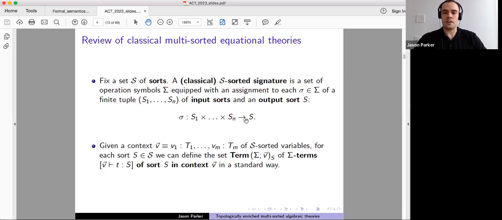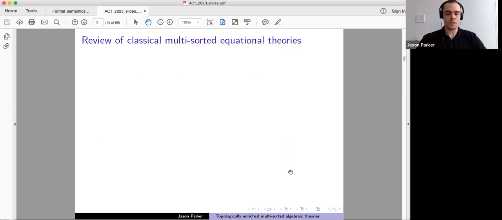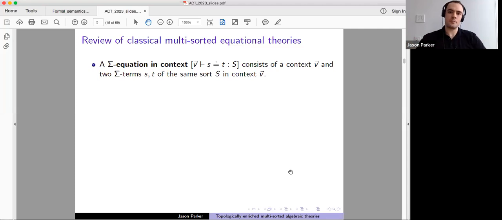Okay, so then given a context V bar like this of S-sorted variables, so each variable has a specified sort, for each sort S, we can define the set of sigma terms of sort S in context V bar, denoted like this in a standard way in logic. And that allows us to then talk about equations. So a sigma equation in context, which is denoted like this, is a context V bar and a pair of sigma terms, S and T, of the same sort in that context.